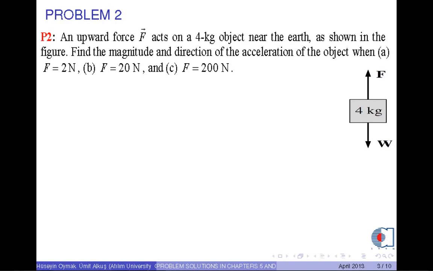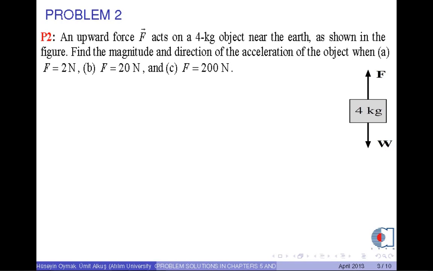In this problem, an upward force, as shown here, acts on a 4 kg object near the Earth. We are asked to find the magnitude and direction of the acceleration of the object when F equals 2 newtons, 20 newtons, and 200 newtons.